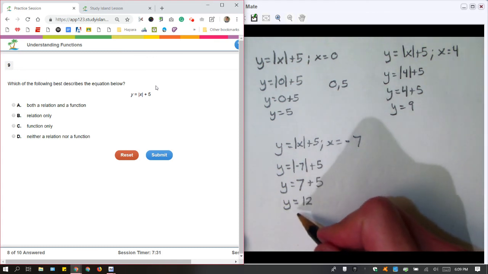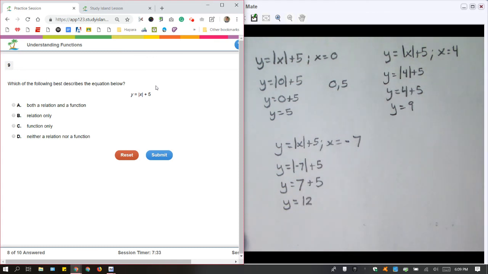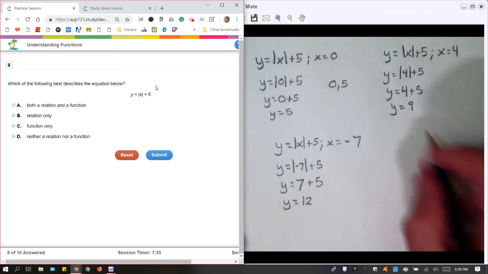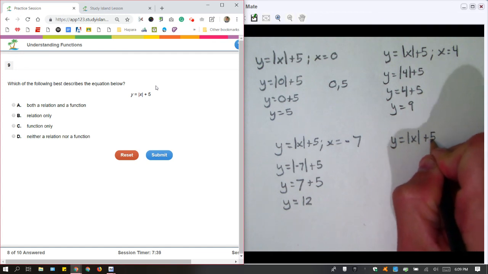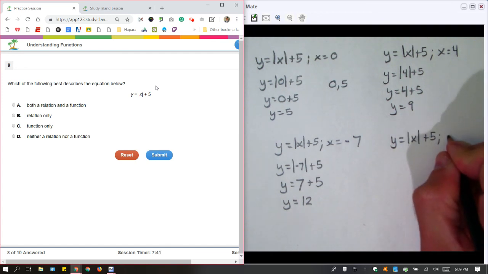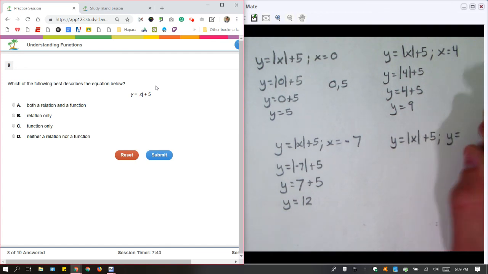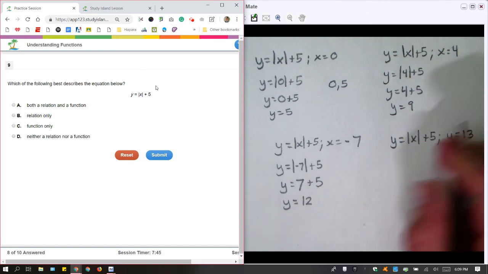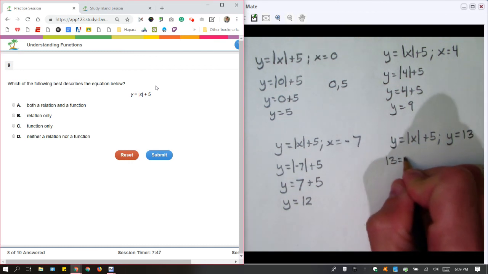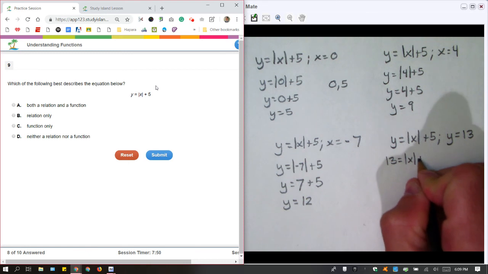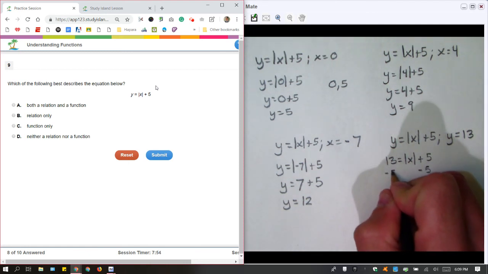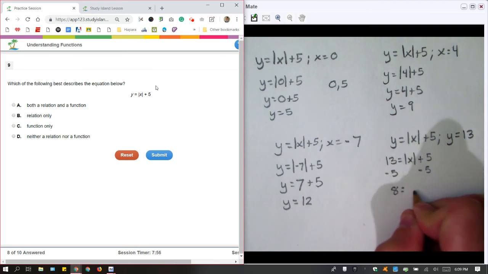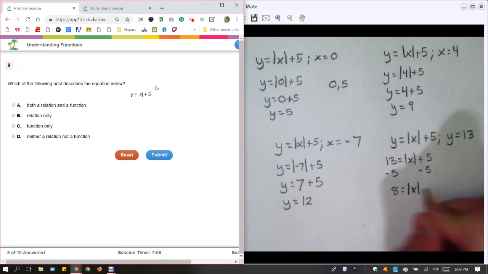What's going to happen in this type of equation if you tried to plug in something for y? It would be a little goofy. For example, if I said y equals the absolute value of x plus 5, and I said, what if y is 13? Well, then I would say 13 is equal to the absolute value of x plus 5. And then I would subtract 5 from both sides. And 13 minus 5 is 8. So 8 equals the absolute value of x.